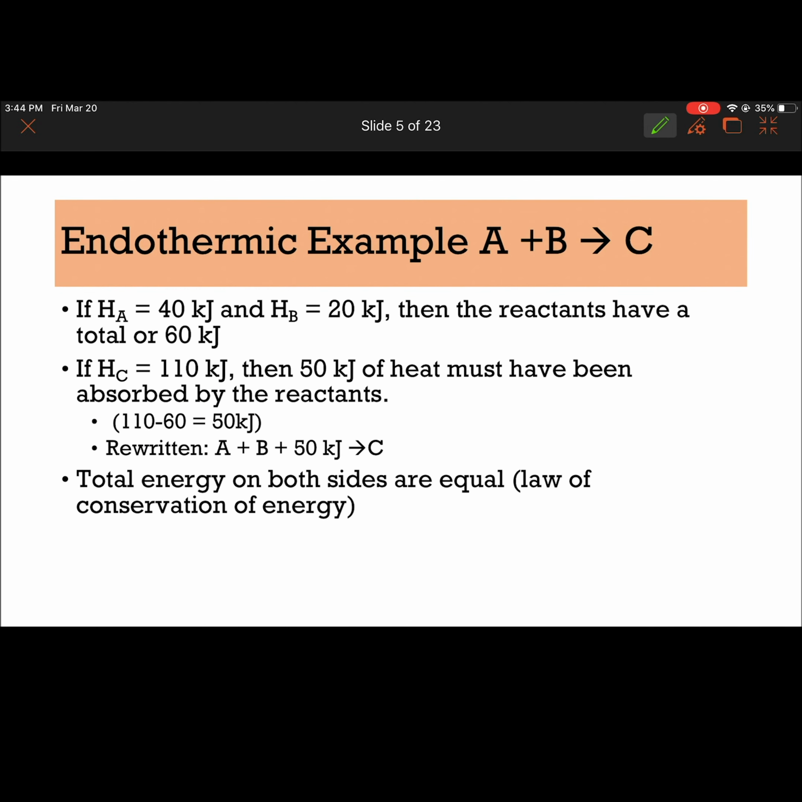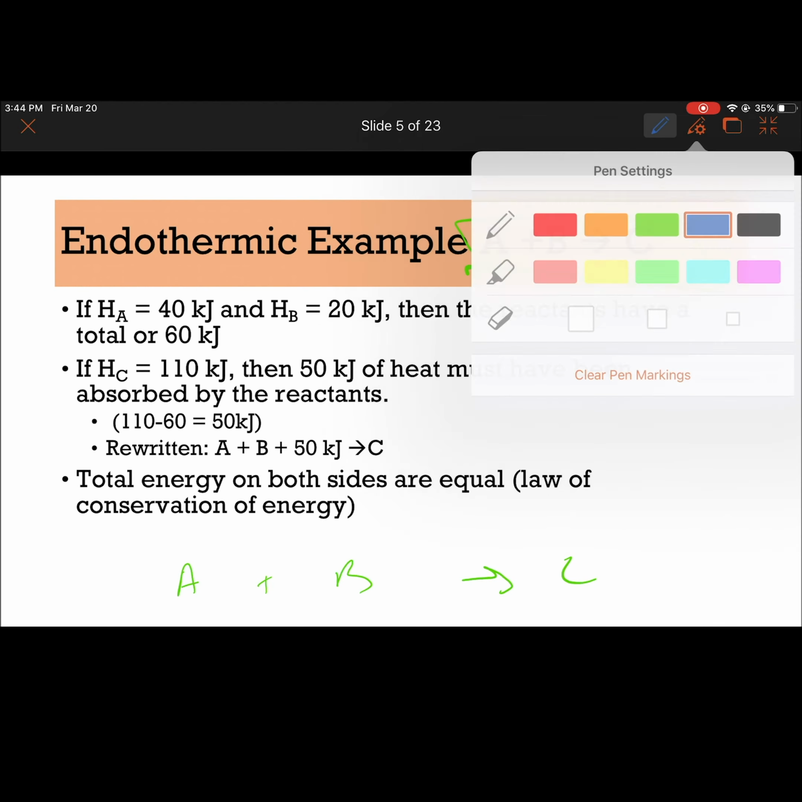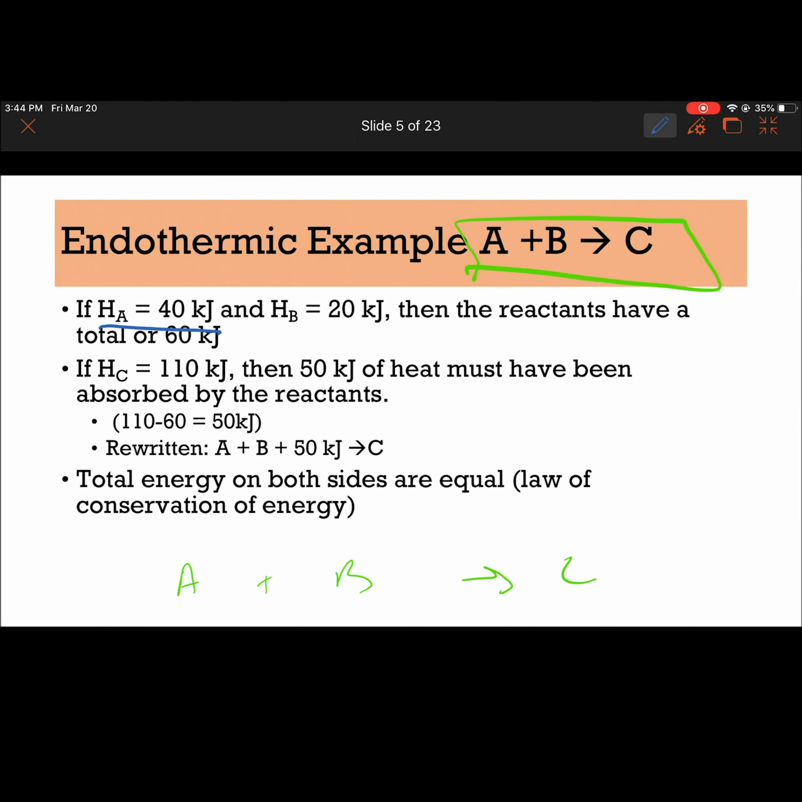For example, let's use the reaction A plus B gives us C. The question says A has an energy of 40 kilojoules and B has an energy of 20 kilojoules. So in total the reactants are 40 plus 20, which is 60 kilojoules. Then it says C is 110 kilojoules. Now, does 60 equal 110? No, that doesn't make any sense.